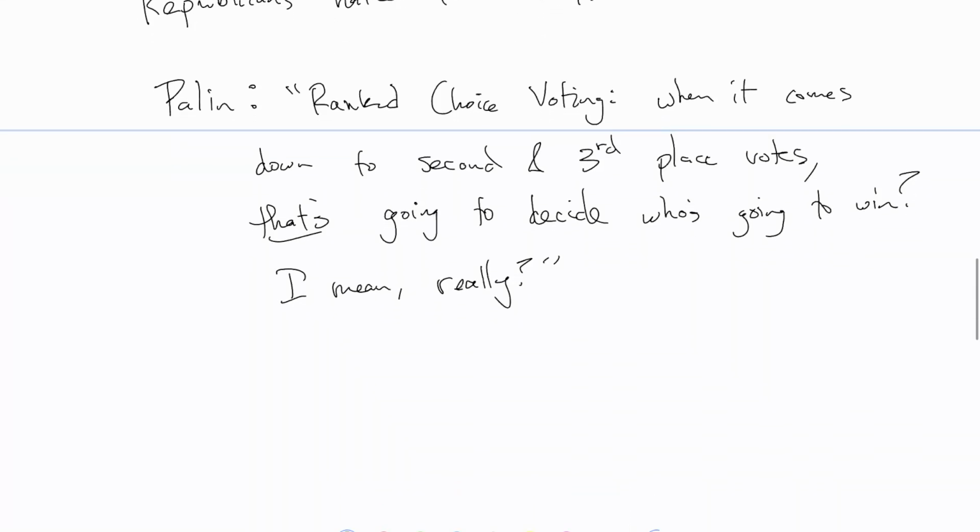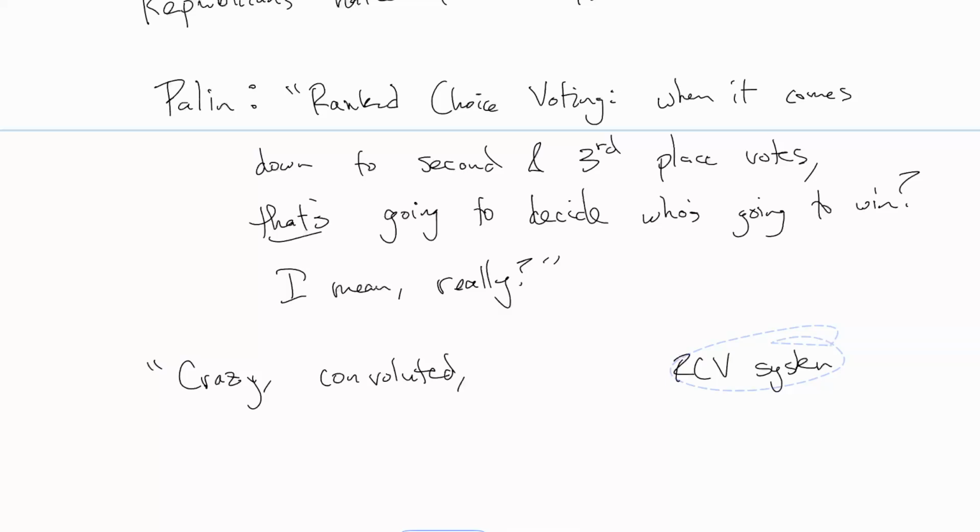Sarah Palin, in another, more written statement, referred to ranked choice voting as a crazy, convoluted ranked choice voting system. Oh, I left out confusing. She said confusing also.